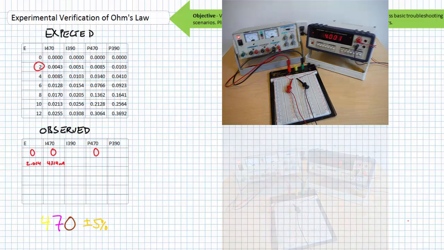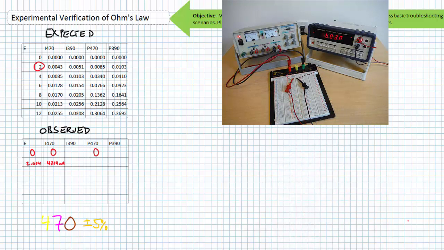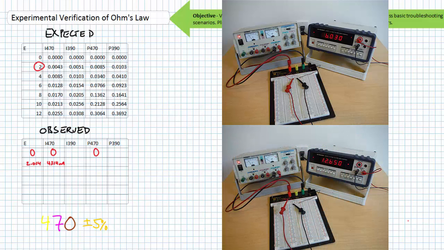Looking good. Using the DMM in voltmeter mode, we dial the power supply close to our next operating point at 6.030 volts. Using our DMM in ammeter mode, we observe 12.65 milliamperes of current through it. Enter this observed data in your data table and compare it with your expected value.